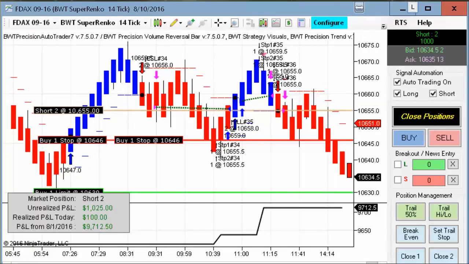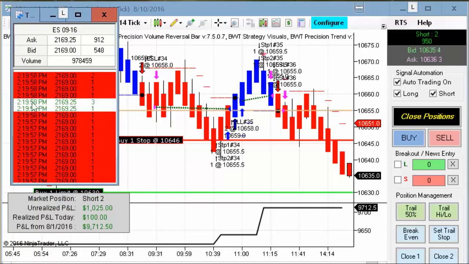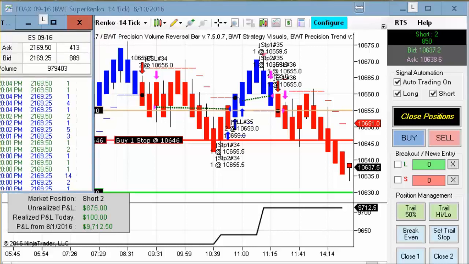I want to bring over the time and sales. This is the time and sales for the Emini SP, so you can check the price at 219 or 220. Emini SP trading at 2169.50 or so.